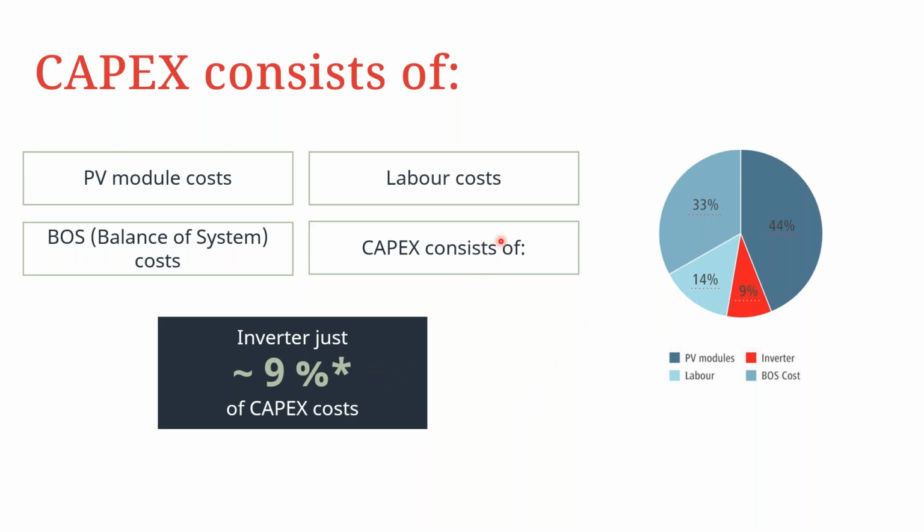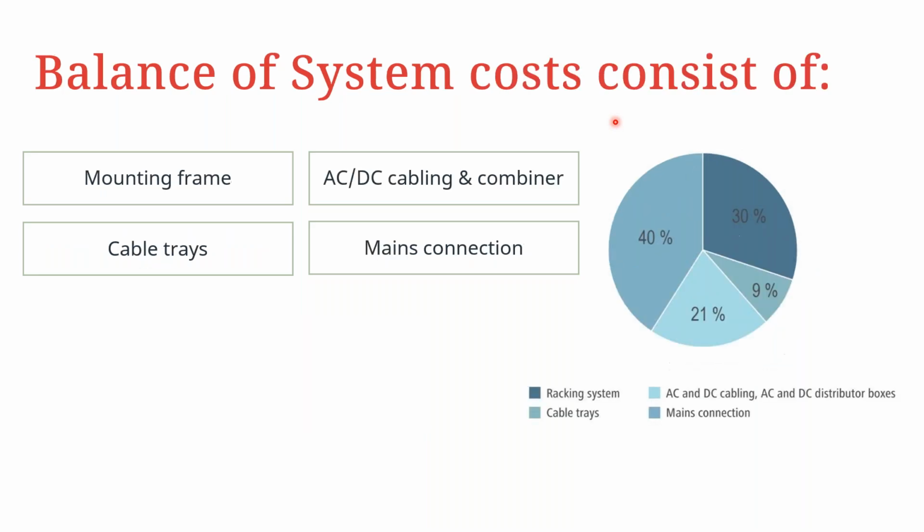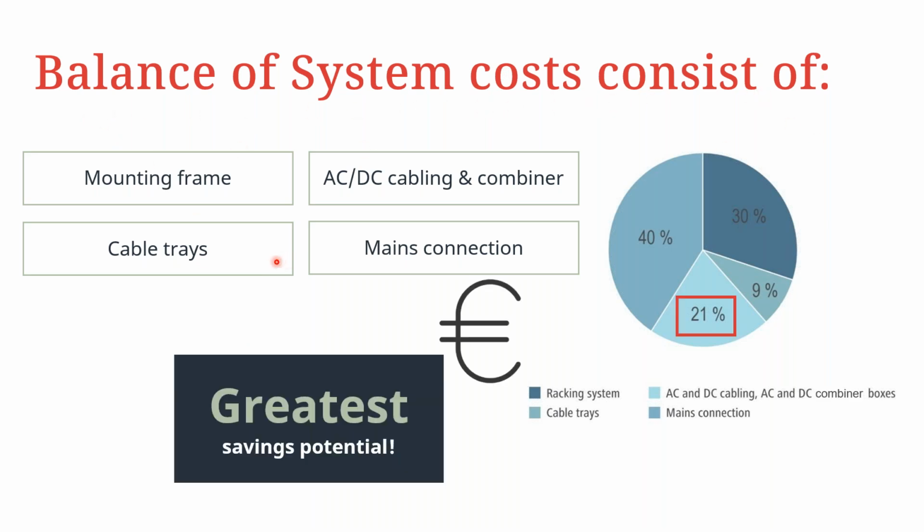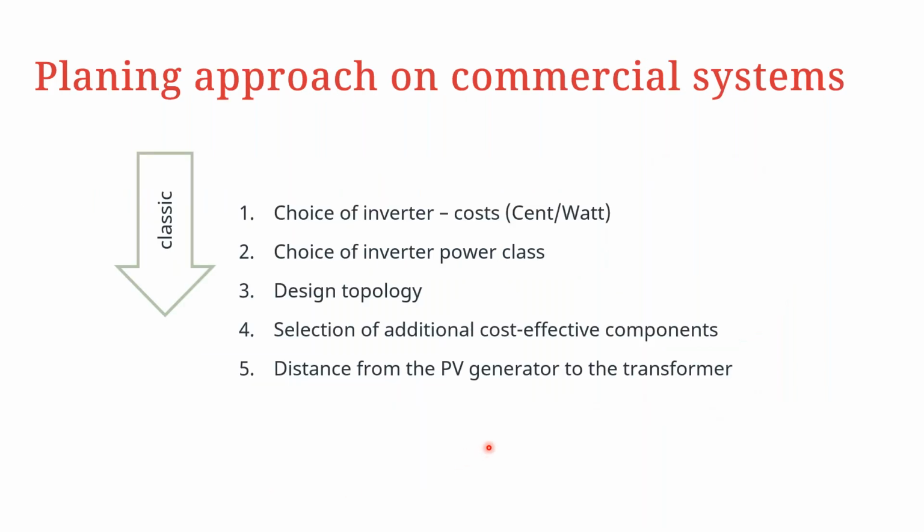But if you look at, for example, the cost of the inverter within this setup, you can see in this pie chart that the inverter would only take about 9% out of the entire CapEx, or capital expenditure. But the inverter can have huge saving potential when, for example, you're looking at the balance of system components. In terms of this, you have the possibility to influence this cost, which is about 21%, by choosing the right inverter for your commercial setup. So this is where the inverter gives you the greatest saving potential.